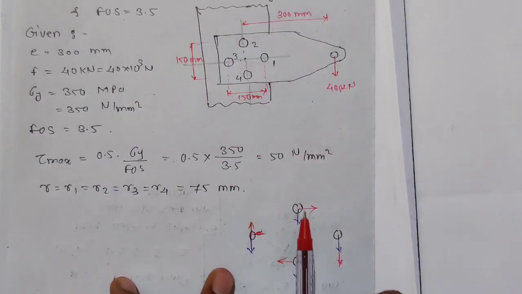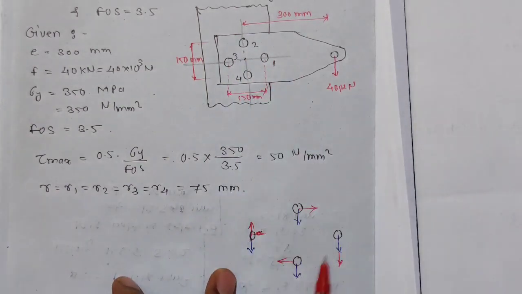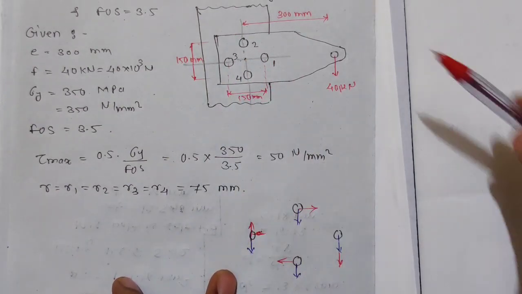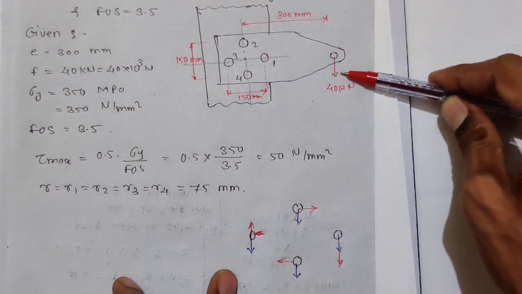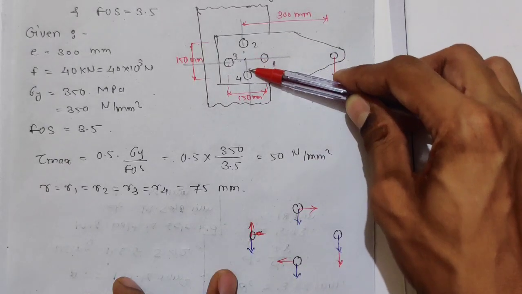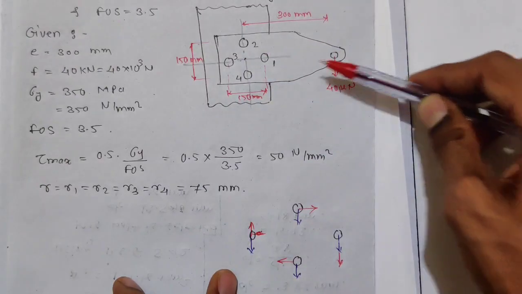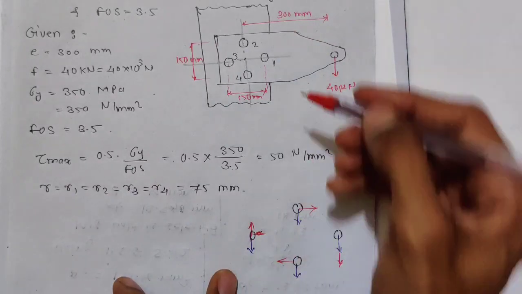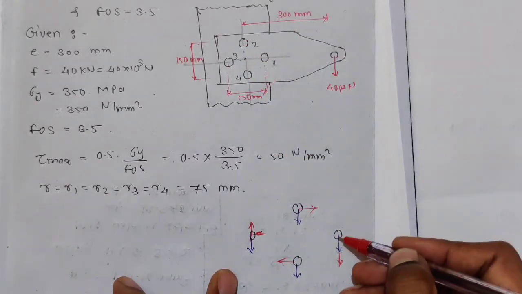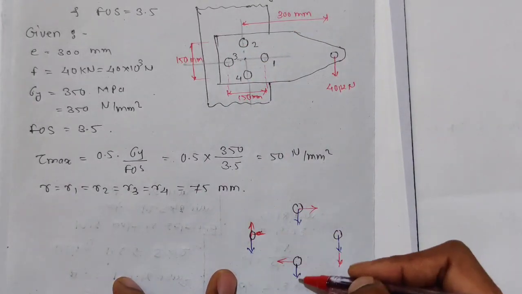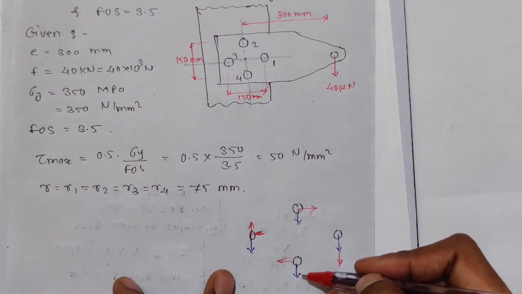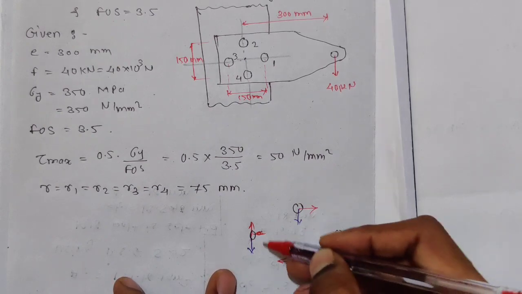Now see, we have 4 bolts over here. The primary load will be acting downward. Just take this load at the CG, and that load will be F upon the number of bolts. So it will act downward like this. This black one is FP, which is acting downward.